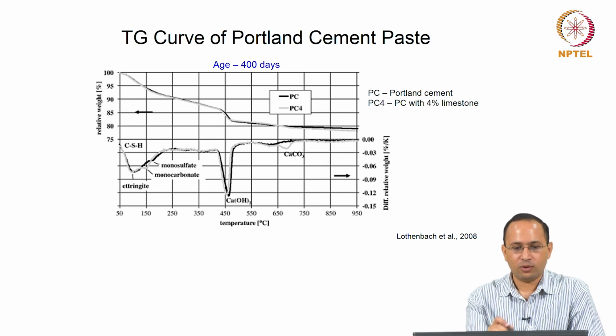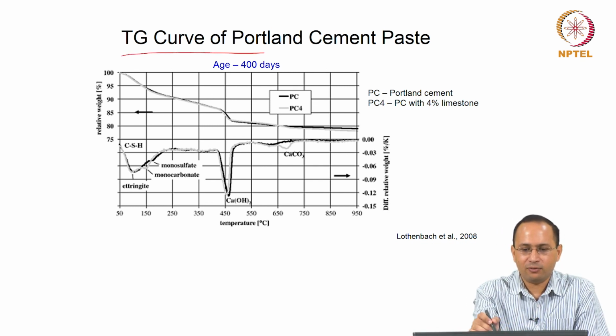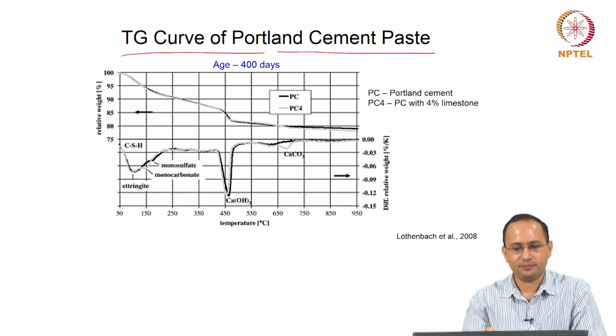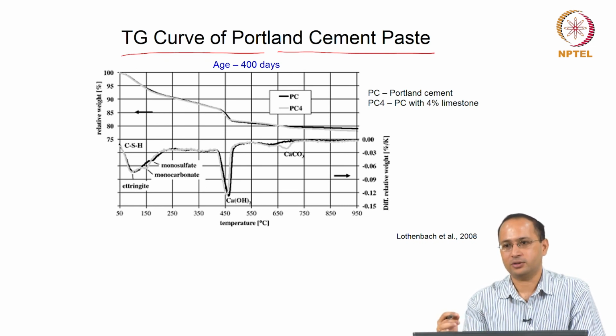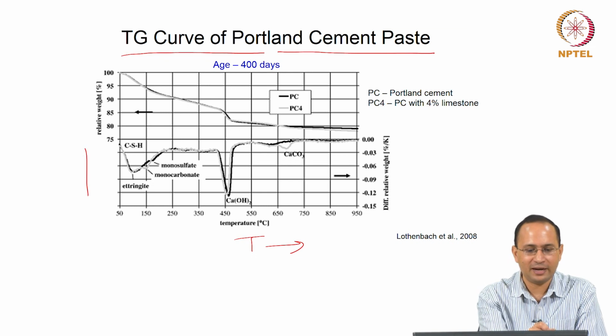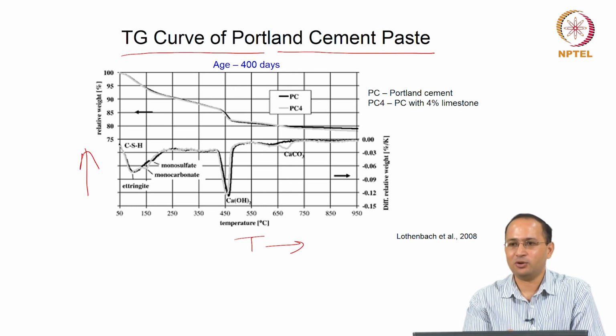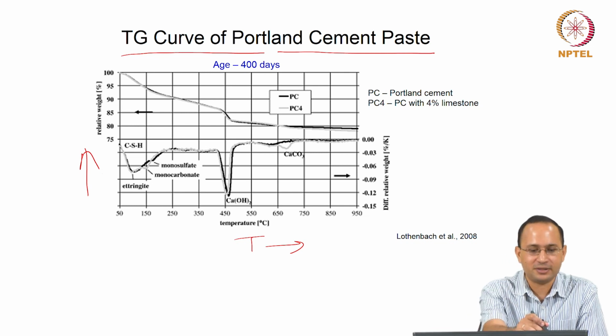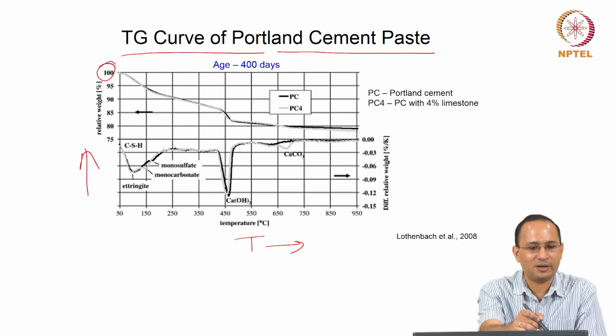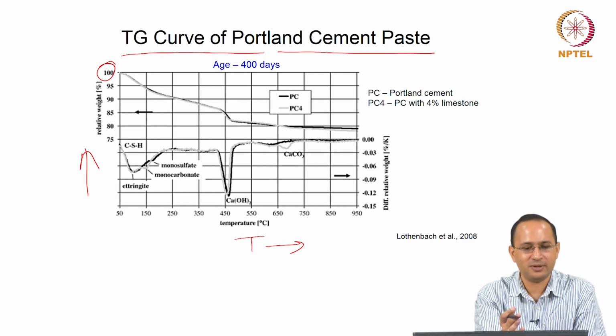So, what does a TGA curve of Portland cement paste look like, right. TG is basically measuring the mass loss, the mass change with temperature. So, you always see temperature on the x axis and relative weight on the y axis. When you start your experiment, nothing has been lost, right. So, it is 100%, right, that is how you will see it a lot of times. 100% means nothing has been lost.